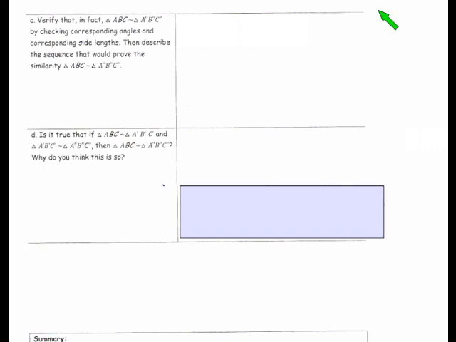Part C. Verify that in fact triangle ABC is similar to triangle A double prime B double prime C double prime by checking the corresponding angles and the corresponding side lengths. Then describe the sequence that would prove similarity for triangle ABC and triangle A double prime B double prime C double prime. Pause the video and complete part C.